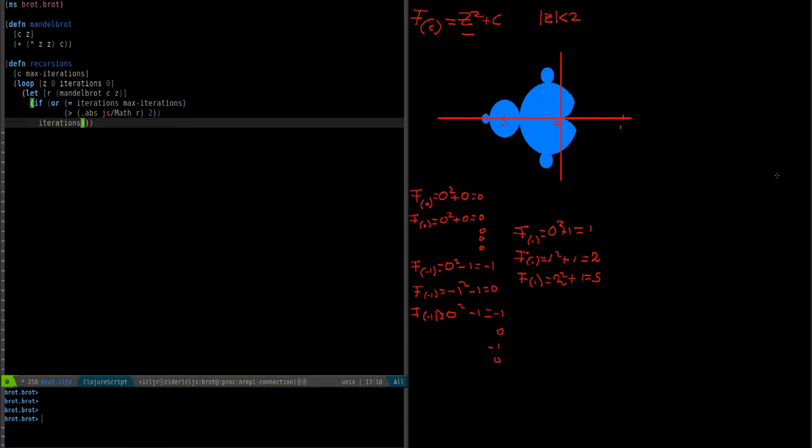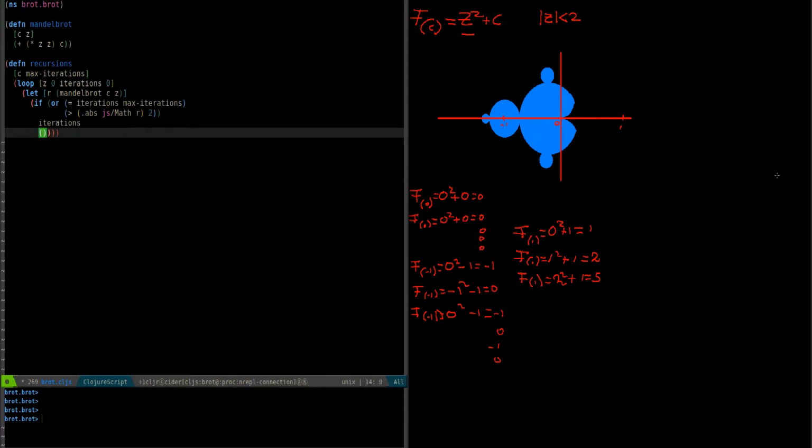If neither of these conditions are met, we should continue the recursion, where z has become the output of the last Mandelbrot function, here stored in r, and we have to increase the number of iterations. And this completes our recursions function.